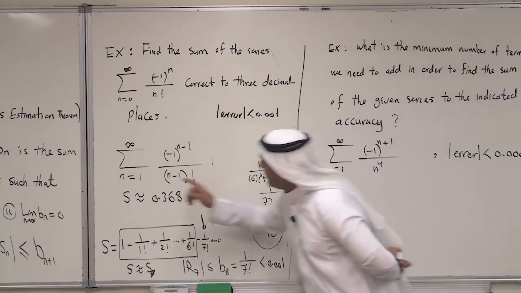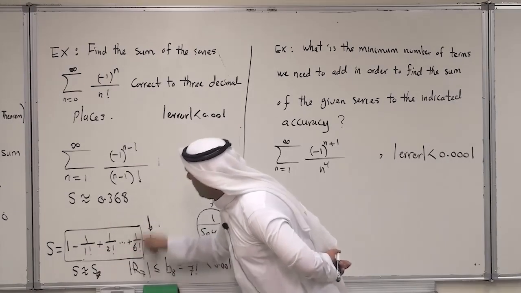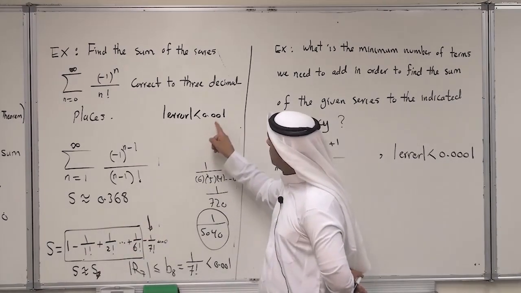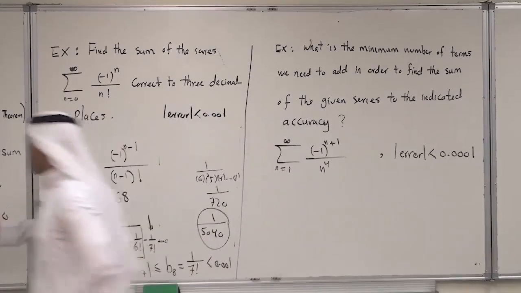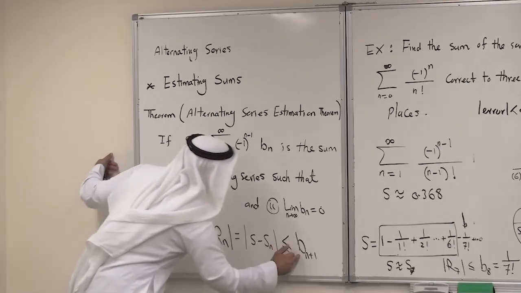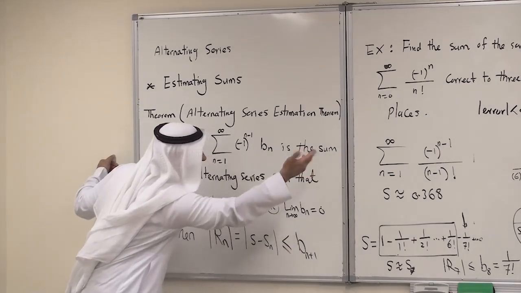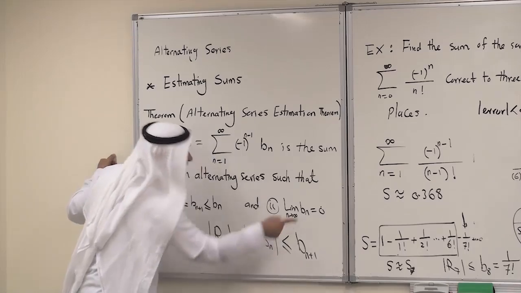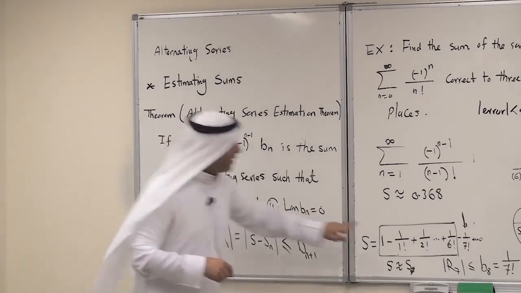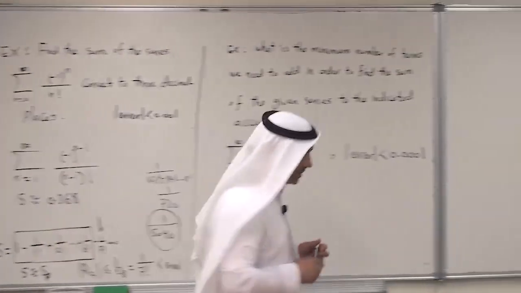So I open a few terms, and I calculate each term. If that term is less than 0.001, I take the preceding ones. Why? Because the error here is less than Bn plus 1. So if this number is less than the error indicated in the question, I need to take whatever was before. So I need to take Sn, which in this case will be taking from 1 up to 1 over 6 factorial. That is one application for this theorem.